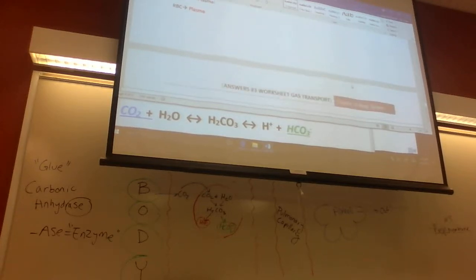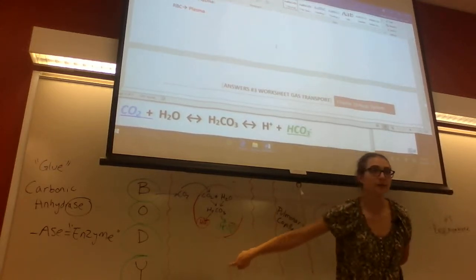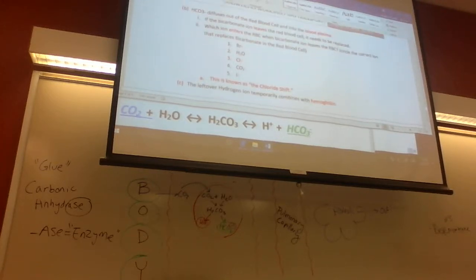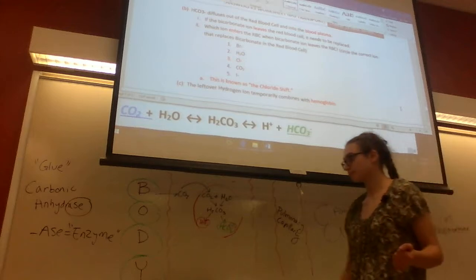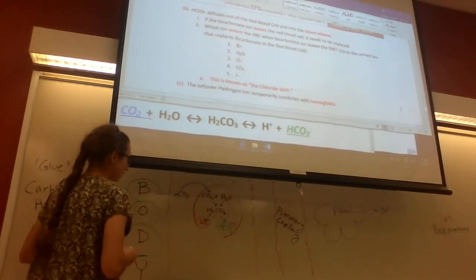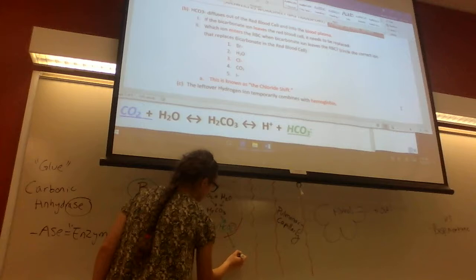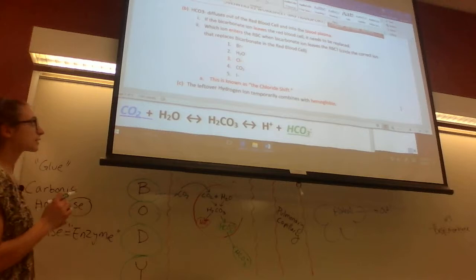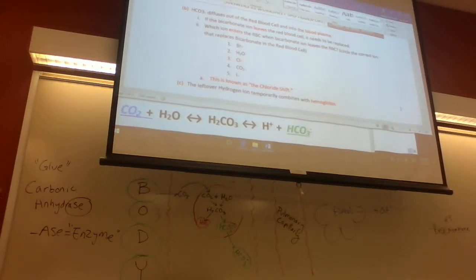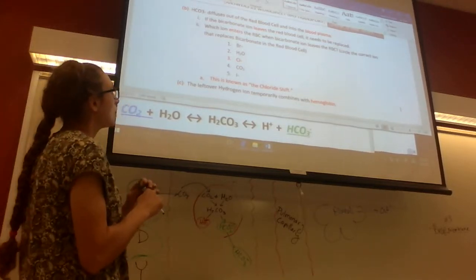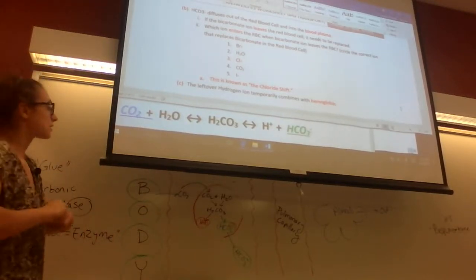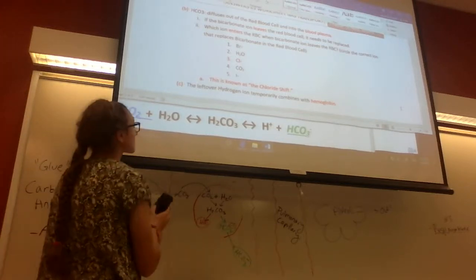So now we're going to go into the blood plasma. We're going to go from the red blood cell into the plasma. Next. So bicarbonate ion, which is this green guy, HCO3 minus, is going to diffuse out of the red blood cell and into the plasma. Have you guys heard of chloride shift? Okay, so let's just go through this.